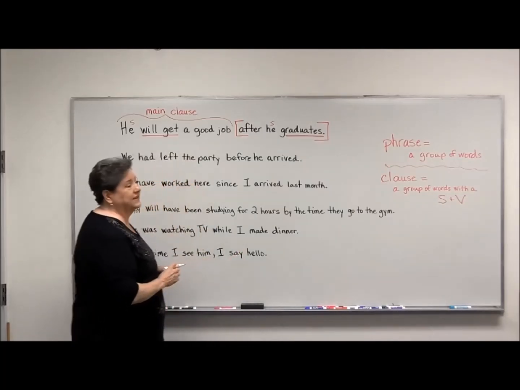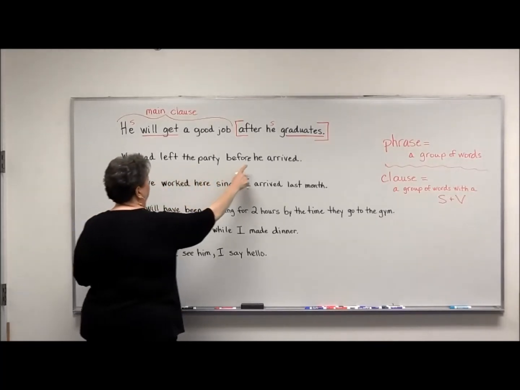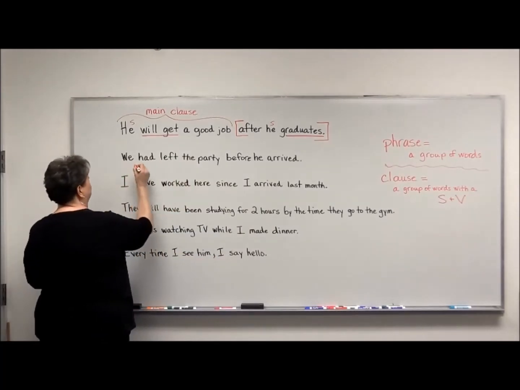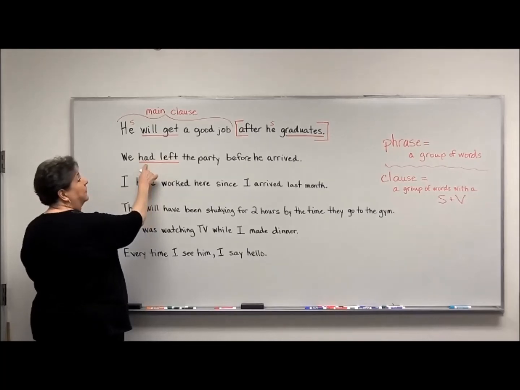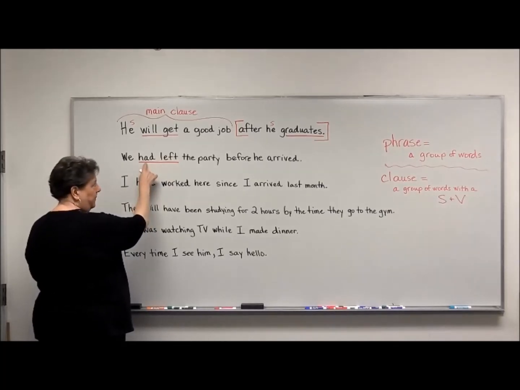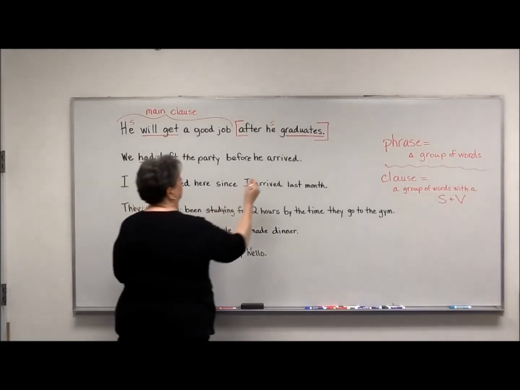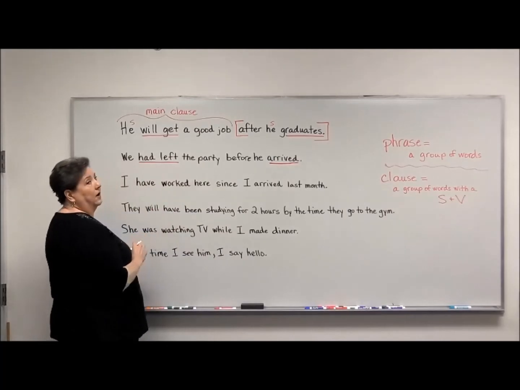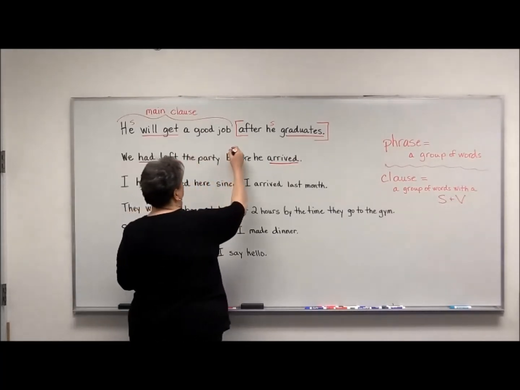Let's look at the next sentence and find the clause. We had left the party before he arrived. Verb. Did you find the whole verb? Good. What tense is this? Come on, tell me. Past perfect. Okay. Do you see another verb? Past. All right. Where's the time clause? Did you find the time word? Mark it.